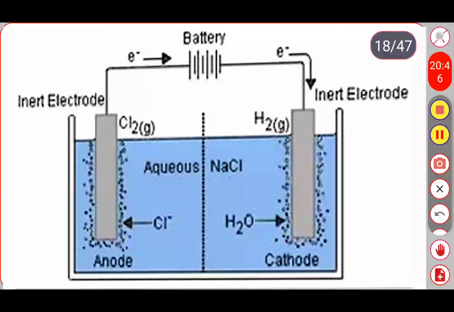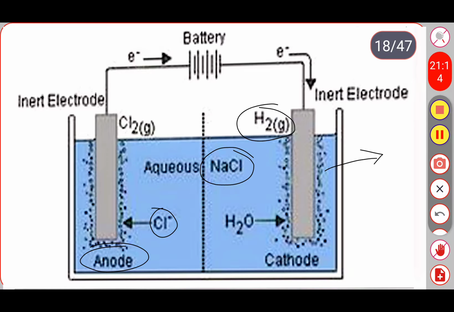See here in this figure, you are observing this whole solution is an aqueous solution. In that aqueous solution, we need to add sodium chloride. That sodium chloride decomposes, and chlorine is absorbed towards the anode and hydrogen gas is absorbed towards the cathode. Okay, so this is the electrolysis process.